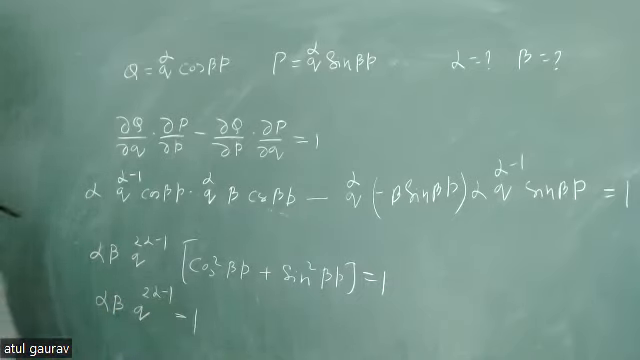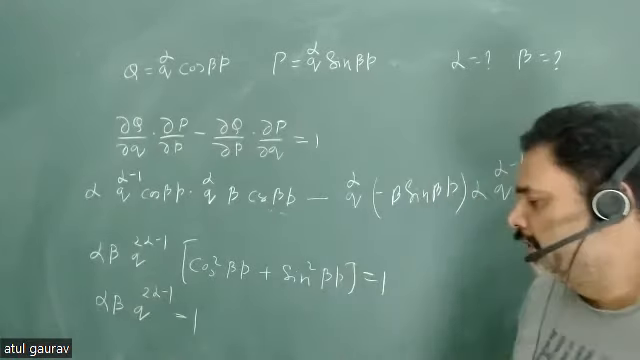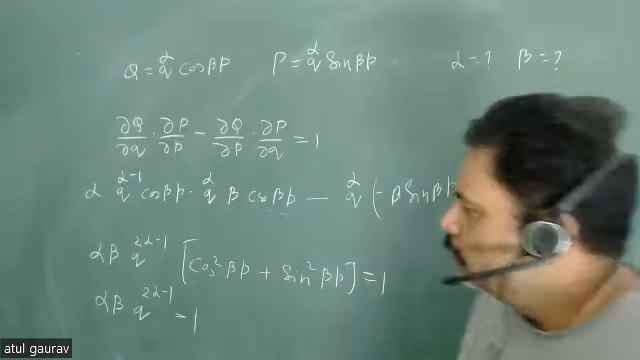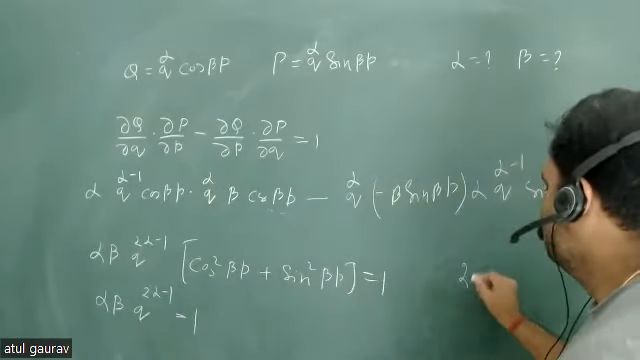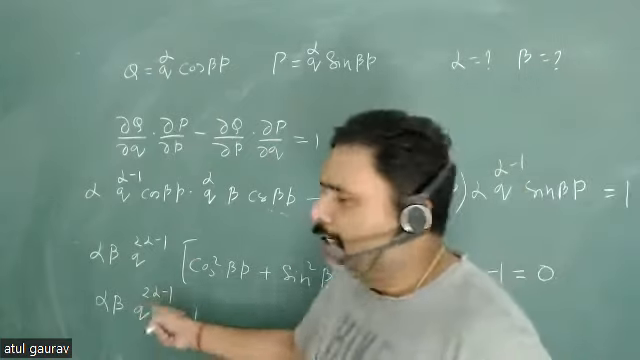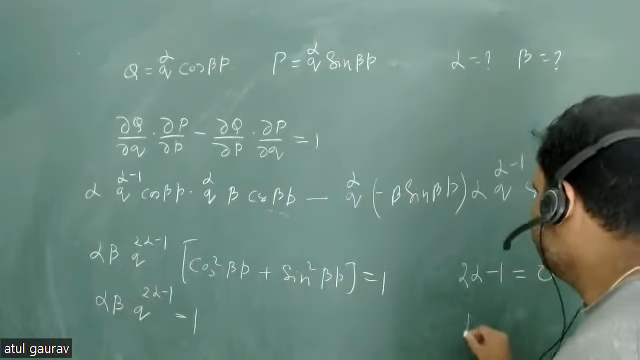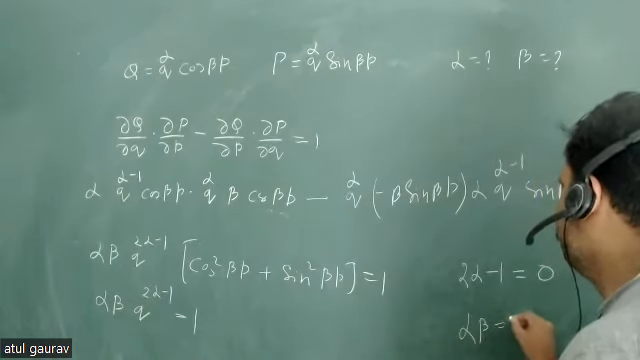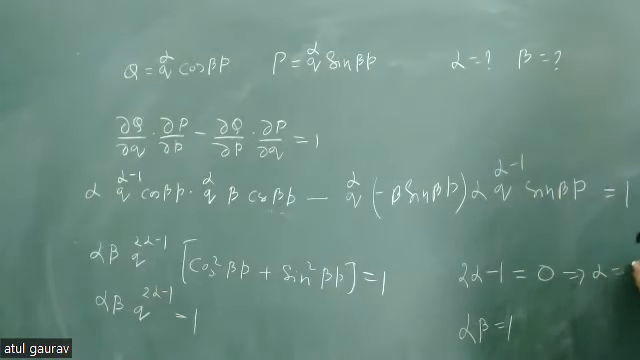So now there are 2 unknowns, so we have to go for 2 equations. If this should be 1, that means 2 alpha minus 1 must be 0. It should be independent of q. That is the first equation. And what is your second equation? Alpha beta is equal to 1. So that implies alpha is equal to 1 by 2 and beta is equal to 2.